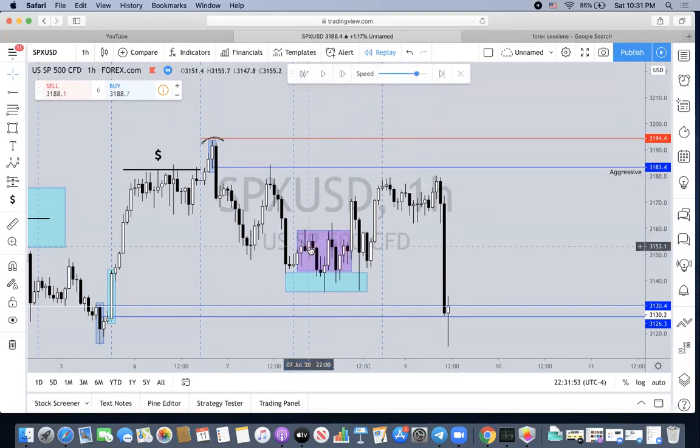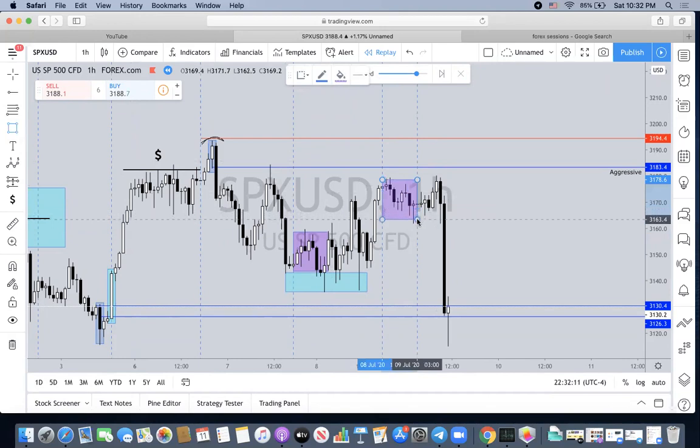All right. Asian session consolidation between 6 p.m. all the way to midnight or 2 a.m. or so, right? And then again here, Asian session consolidation, right?